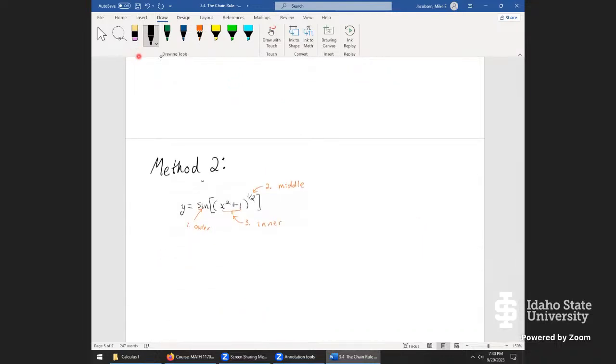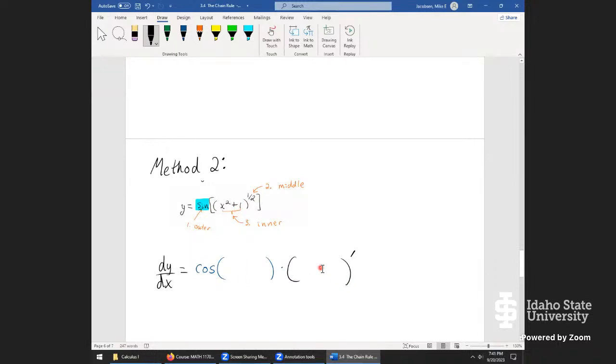The start would be first write dy dx. I will differentiate the sine function to start out. That will turn into cosine just like before. So we have cosine of something multiplying by the derivative of that thing. So what would go in both parentheses is everything inside here. The middle and the inner function all together would go into those two blank locations.